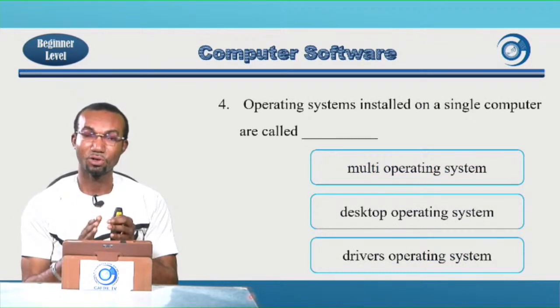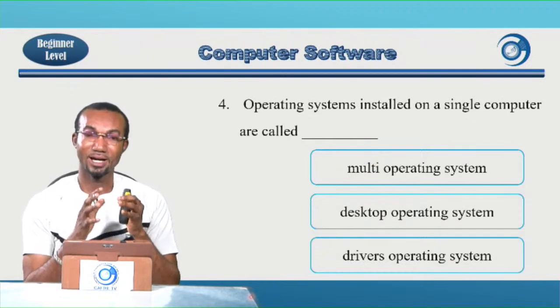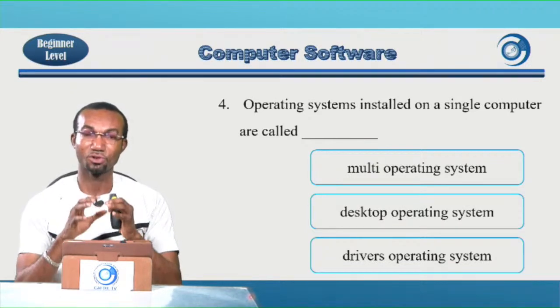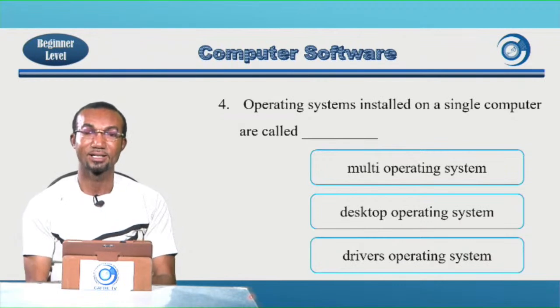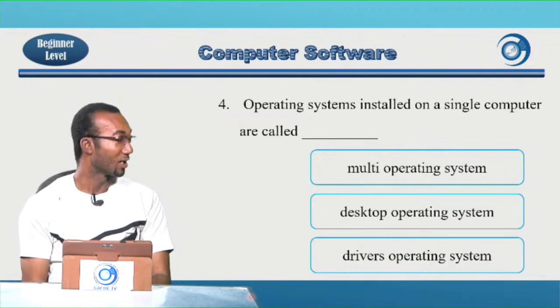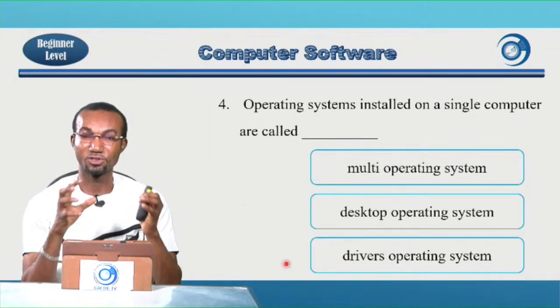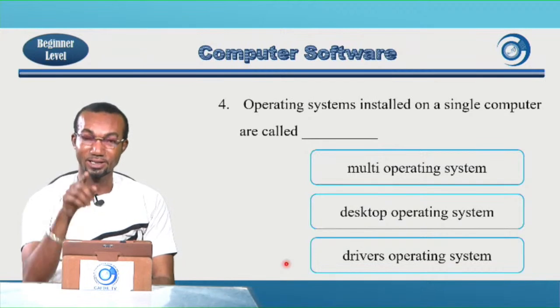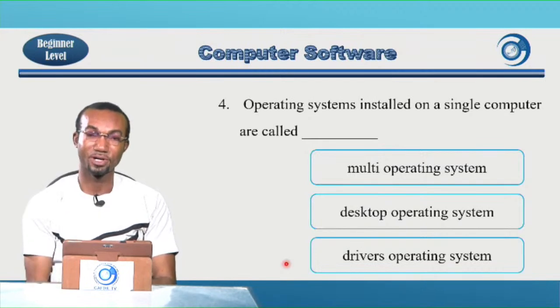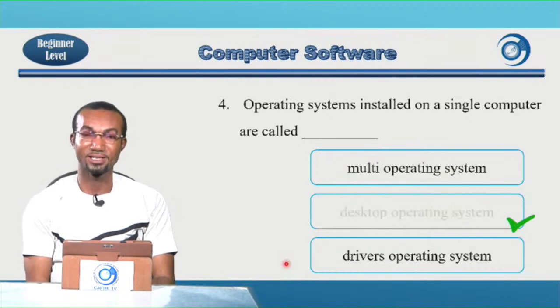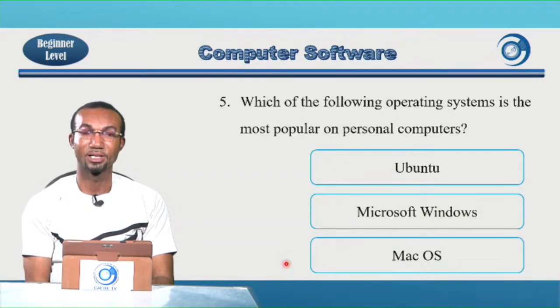Then 4. Operating systems installed on a single computer are called. We have multi-operating system, desktop operating system, and then drivers operating system. Operating system installed on a single computer like the laptop or the desktop you are using. Good. The answer is desktop operating system. Desktop operating system.